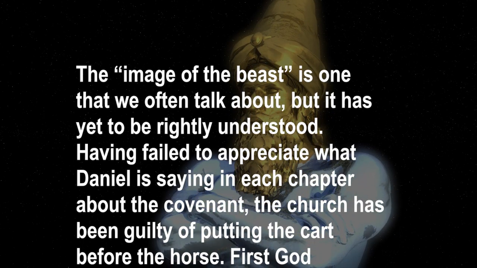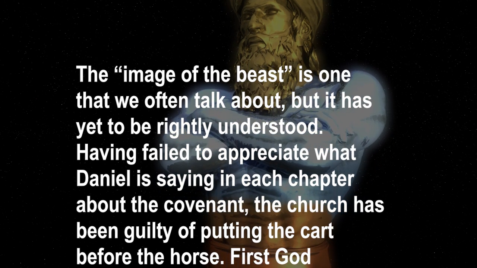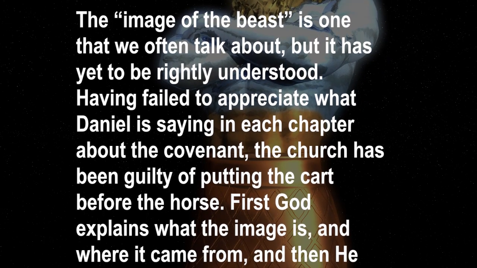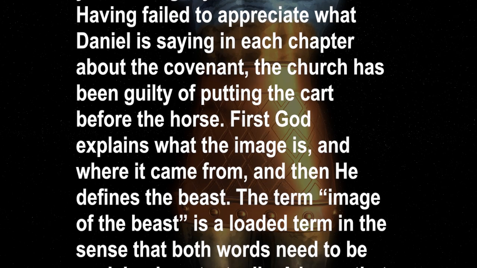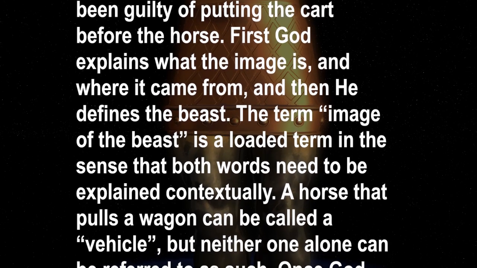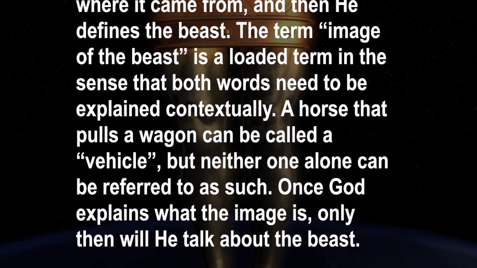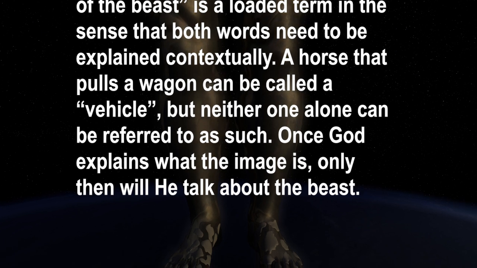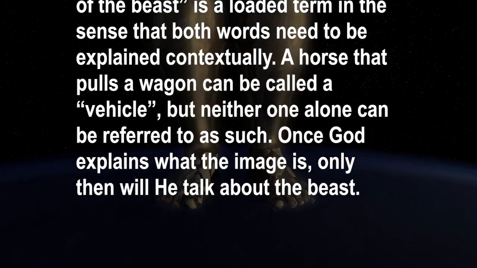The image of the beast is one that we often talk about, but it has yet to be rightly understood. Having failed to appreciate what Daniel is saying in each chapter about the covenant, the church has been guilty of putting the cart before the horse. First, God explains what the image is and where it came from, and then he defines the beast. The term image of the beast is a loaded term in the sense that both words need to be explained contextually. A horse that pulls a wagon can be called a vehicle, but neither one alone can be referred to as such. Once God explains what the image is, only then will he talk about the beast.